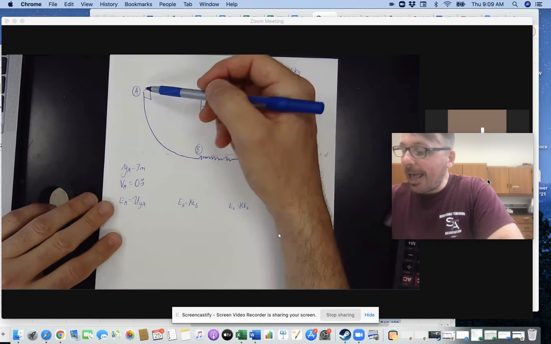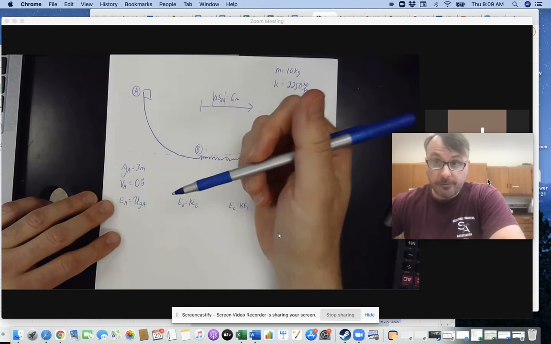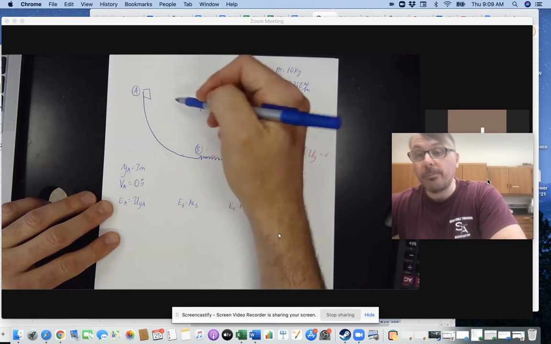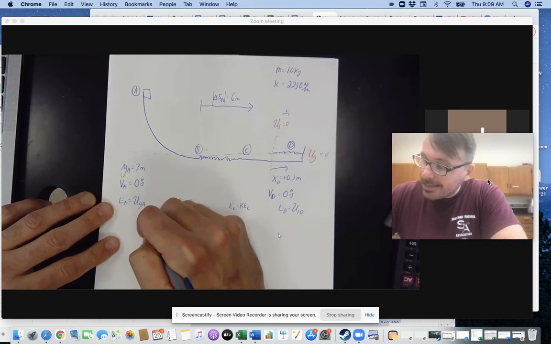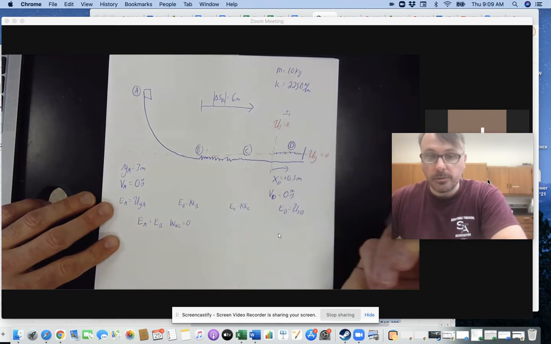Well, I know between A and B, there's no non-conservative forces doing work. There is a non-conservative force: the normal force acts here, but it's not doing work because the normal force here is everywhere perpendicular to the displacement. So that means I can say that the energy at point A is equal to the energy at point B because the work done by non-conservative forces between those is 0.